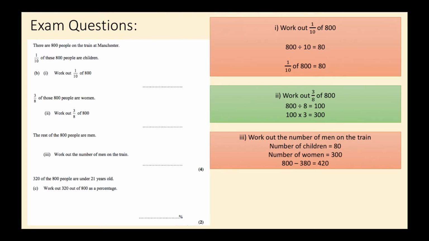And finally, 320 of the 800 people are under 21 years old. Work out 320 out of 800 as a percentage. Now this one is a little bit different and we did cover it in equivalences, I think.